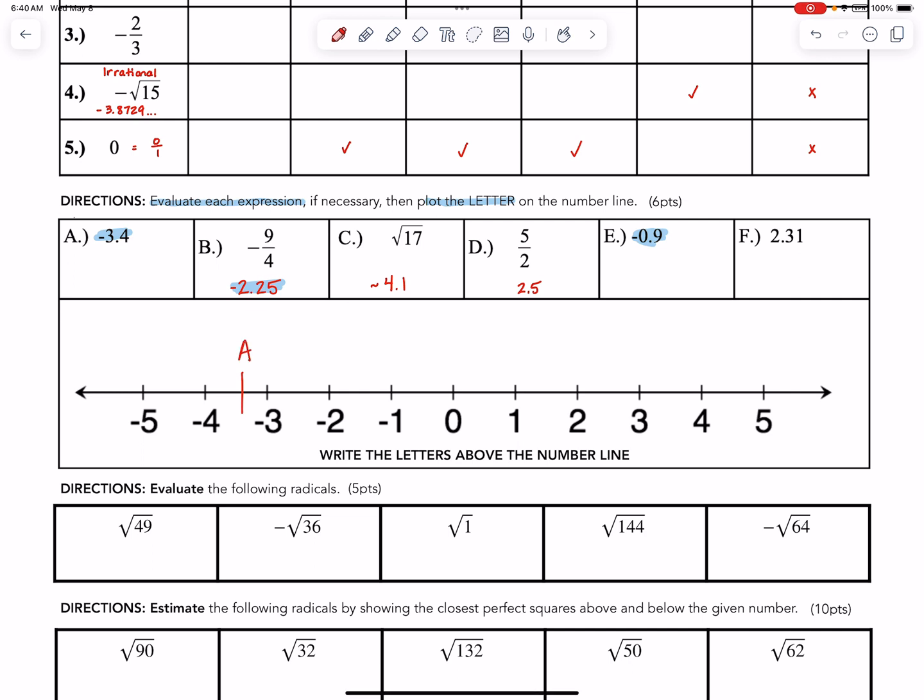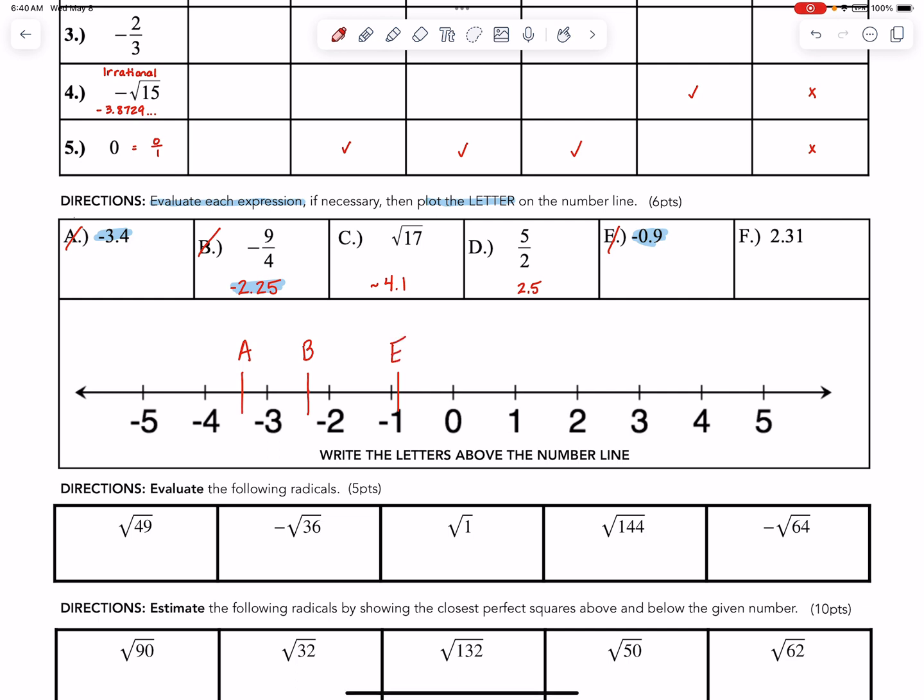Okay, next one, so this one's done. I'm going to go ahead and do negative 2.25. So starting at 0, I'm thinking 1, 2, 0.25. Okay. All right, and 0.25 is a quarter, so that's a quarter of the way there. So right about there, and we have spot B. Okay, next one, I have my letter E, which is negative 0.9, so not quite 1. So start at 0 and go over almost to 1, and we have letter E.